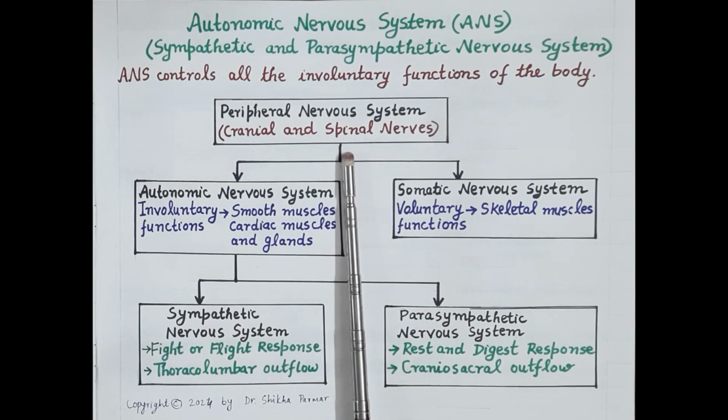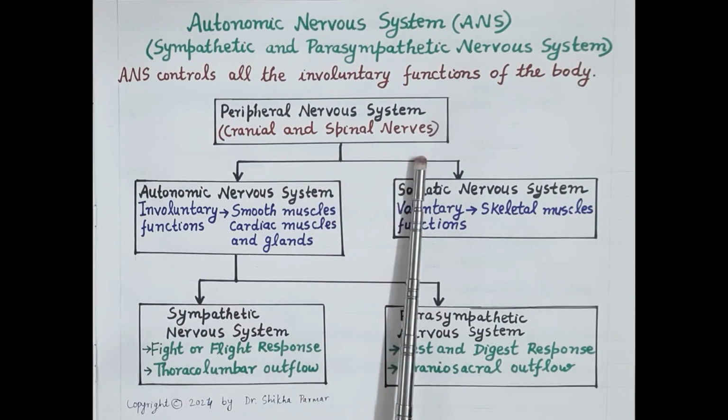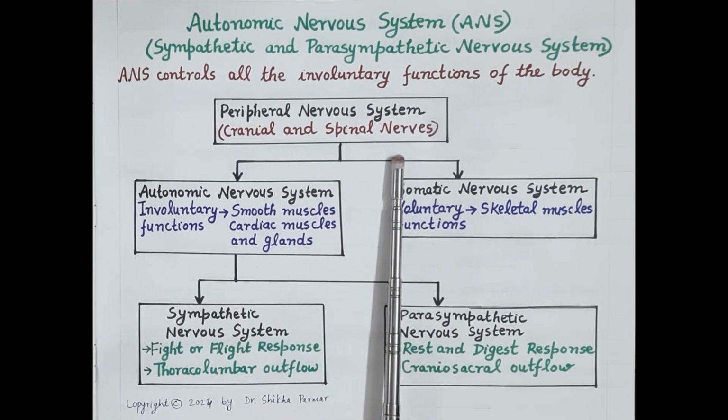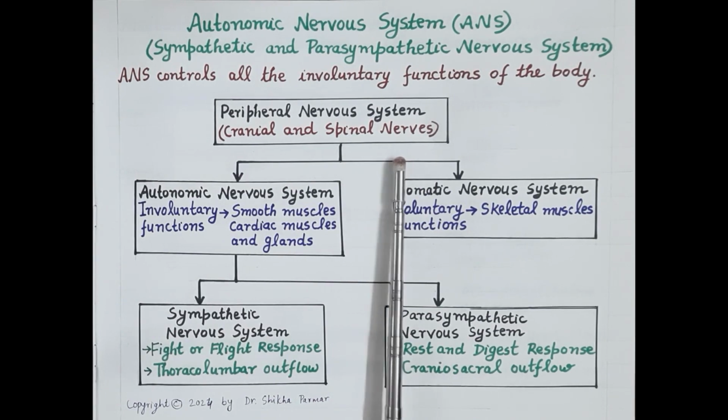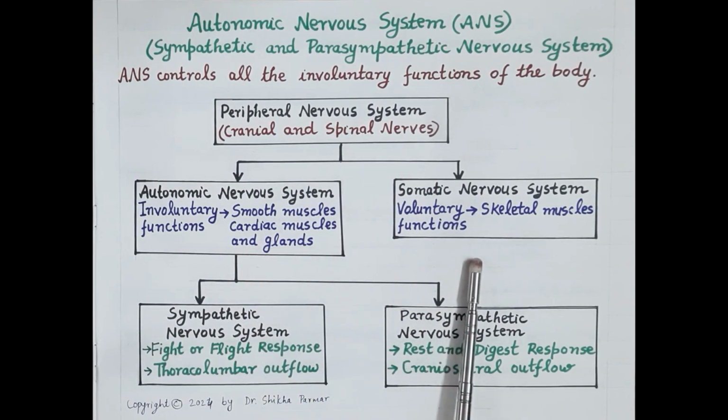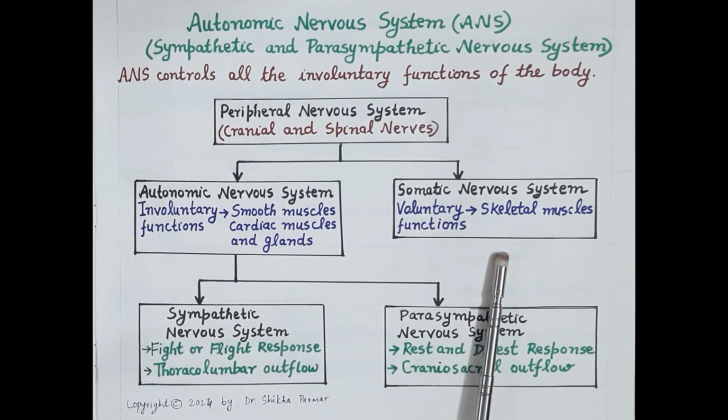Now as we all know, the peripheral nervous system connects our entire body to the central nervous system, and the peripheral nervous system is made up of cranial nerves and spinal nerves. This peripheral nervous system is broadly divided into the autonomic nervous system and the somatic nervous system. The somatic nervous system controls all the voluntary functions of the body. It controls functions mediated by the skeletal muscles, like movement of hands, legs, etc.